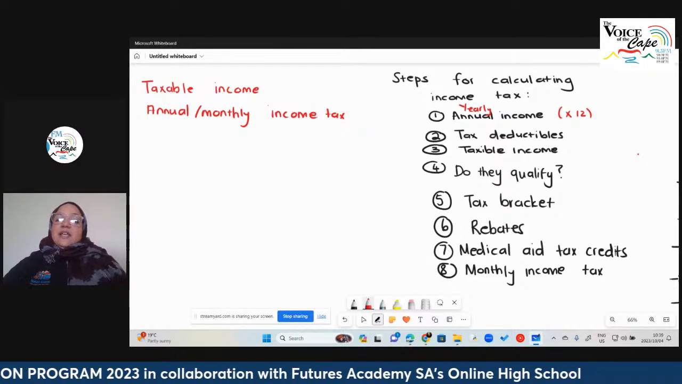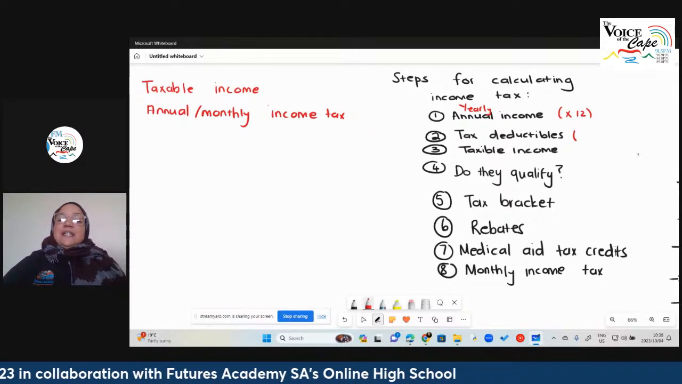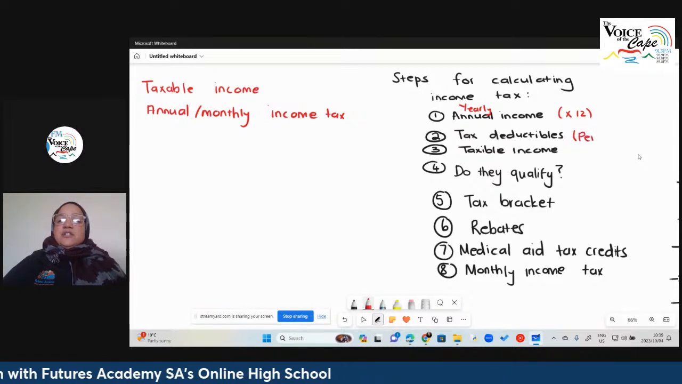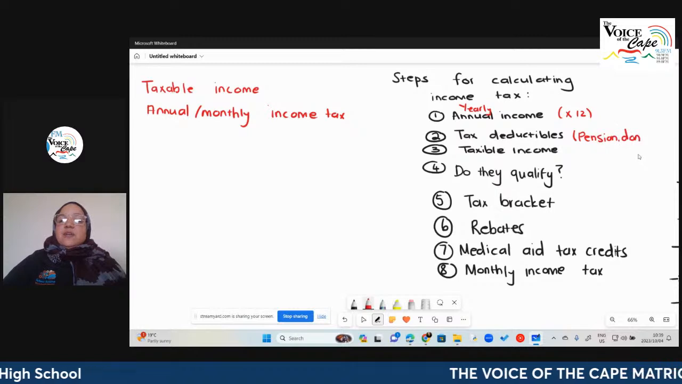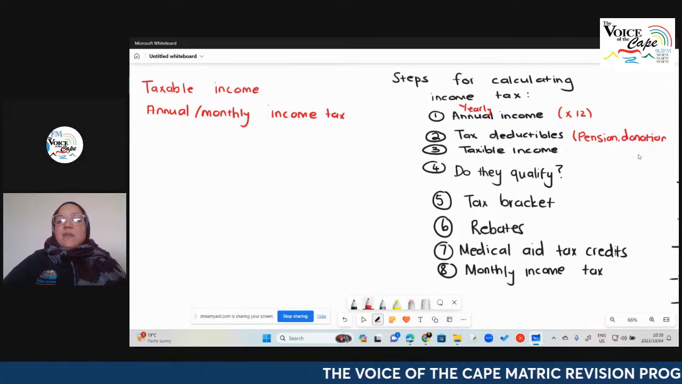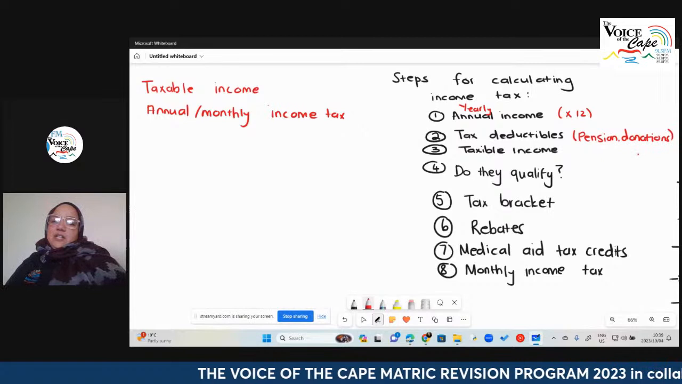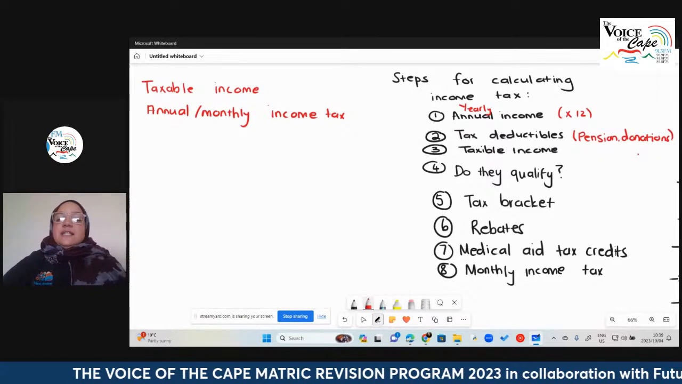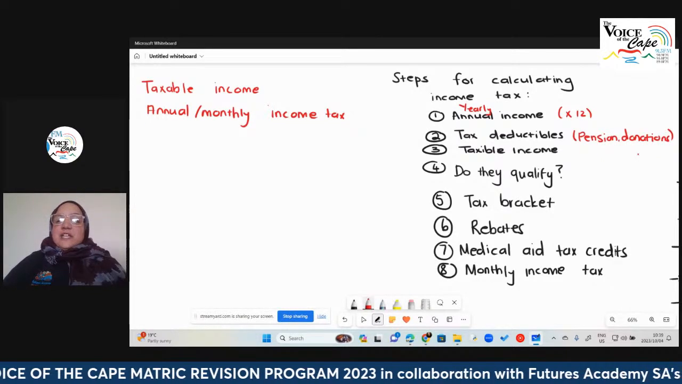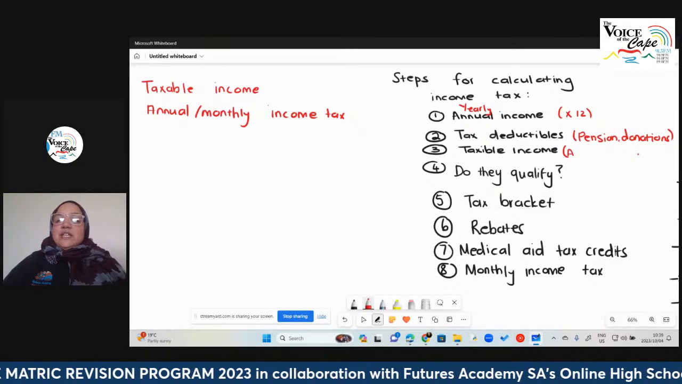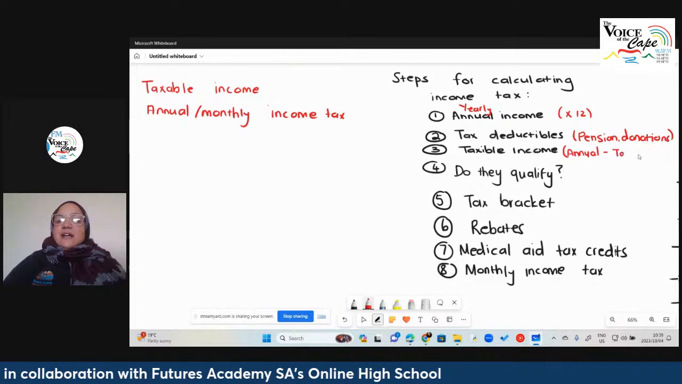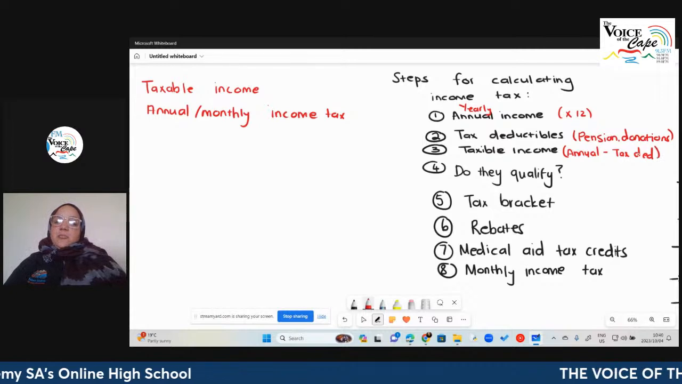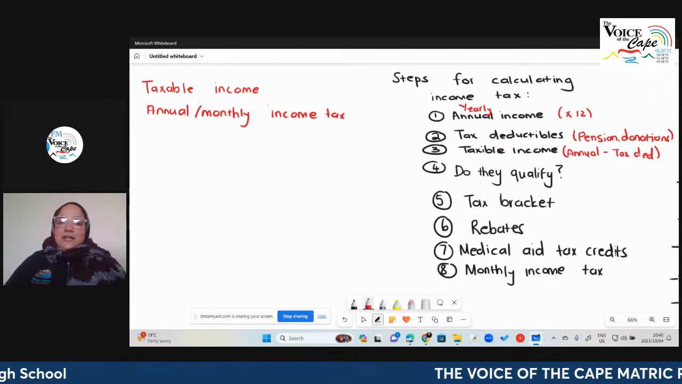Then you need to identify your tax deductibles, and often it's just pension and your donations. I also mentioned UIF, but that doesn't come up often. Pension and donations. The next step is to calculate your taxable income, and this would be your annual income minus your tax deductibles. That would give you your taxable income.